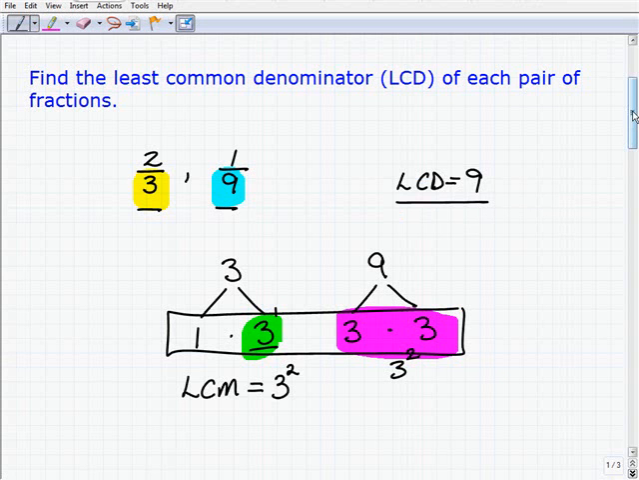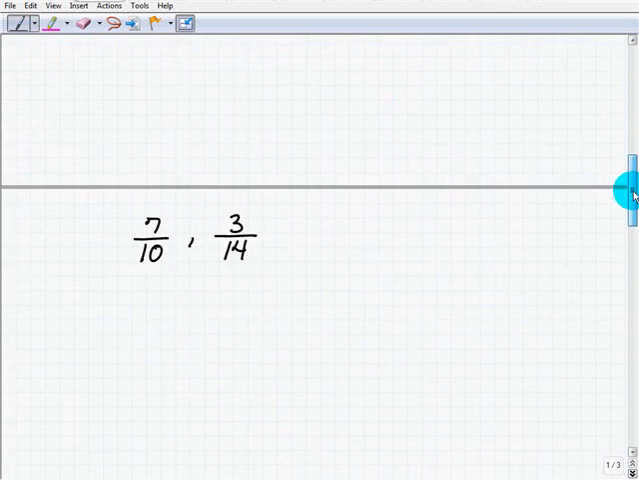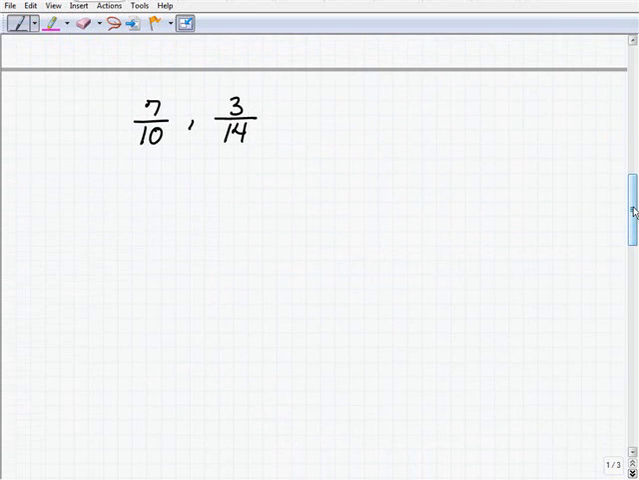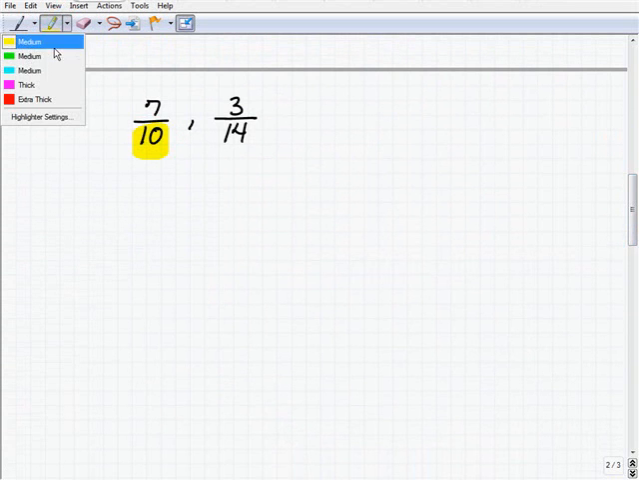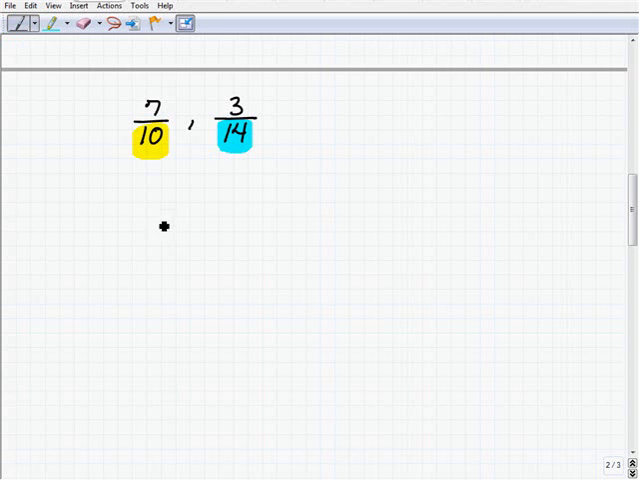Okay, so let's move forward. Take a look at this pair of fractions. We have 7/10 and 3/14. Once again, we have to find the LCM of these two numbers, 10 and 14. I just want to remind you that we have a whole lesson and example sets on finding the LCM, so if you're a little confused on that, I would reference you back to those videos.